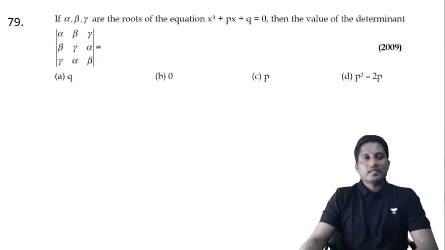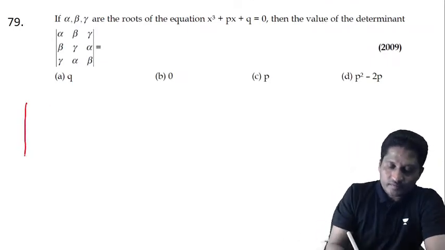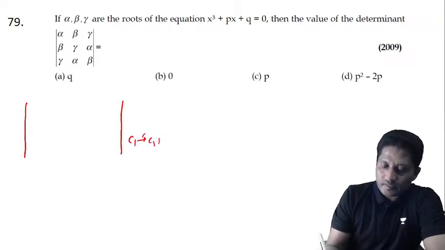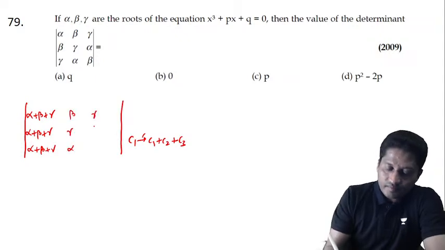Question number 79. If alpha, beta are the roots of this equation, what's the value of the determinant? If I change C1 to C1 plus C2 plus C3, this is alpha plus beta plus gamma, and even this is alpha plus beta plus gamma, alpha plus beta plus gamma. The second column will be beta, gamma, alpha, and gamma, alpha, beta.